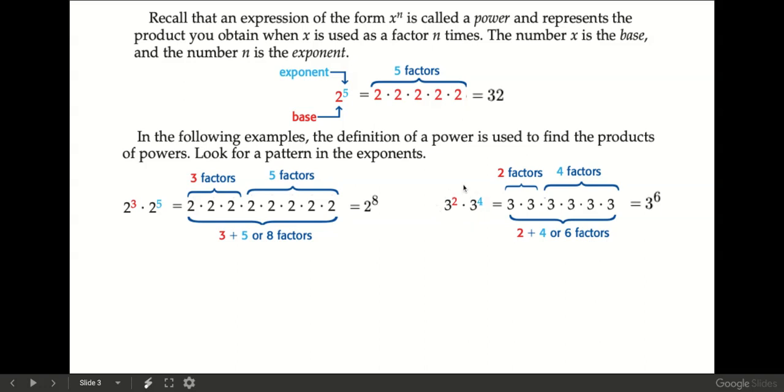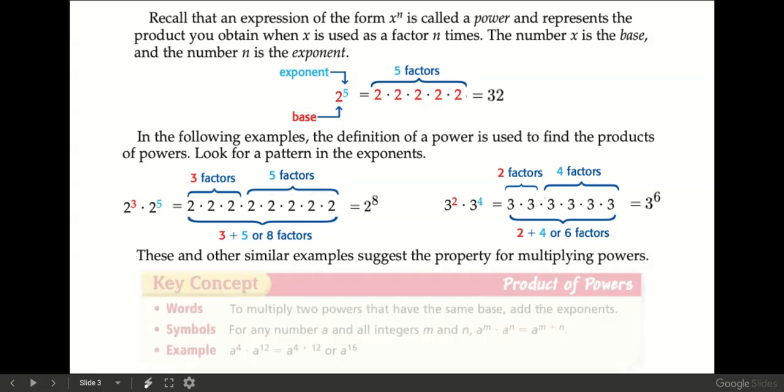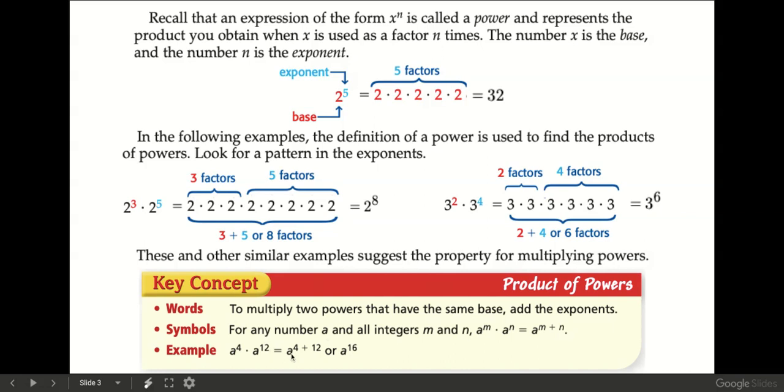Again, look at the expression that I started with and look at the expression that I ended with. Do you see a pattern? You're just adding the exponents, right? These and other similar examples suggest that there's a property for multiplying powers. Okay, so this is where we run into our product of powers rule.